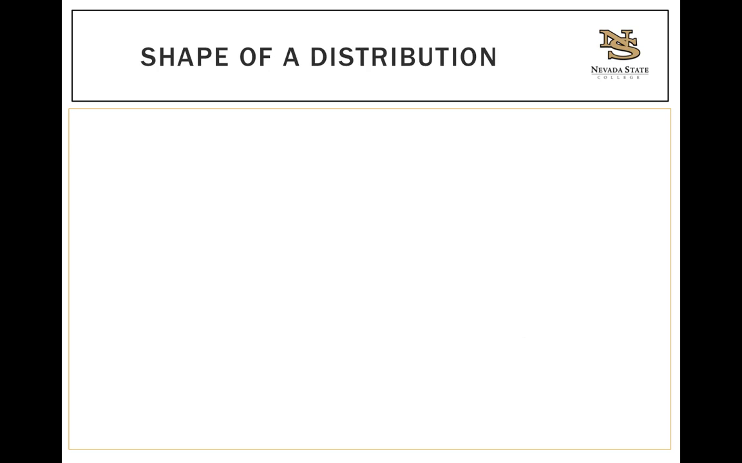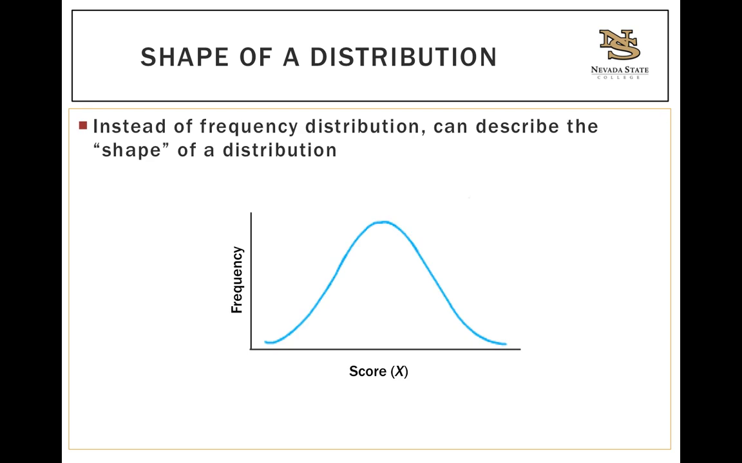Now, as you probably remember, when you graph your data, you might get a specific type of shape for your distribution, and this tells us a little bit about the people who are in our sample or population. So instead of drawing an exact frequency distribution, we can just describe the shape of the distribution, where the x-axis is the scores that we might have in our sample or population, and our y-axis is the frequency.